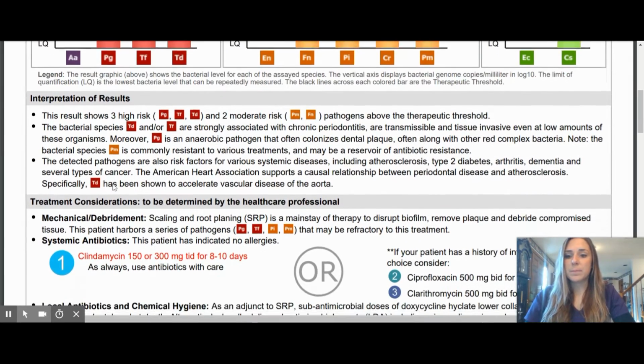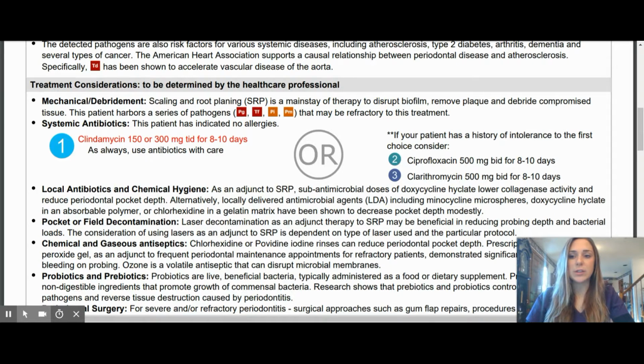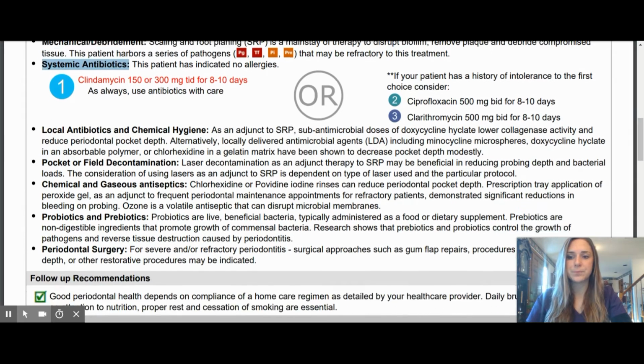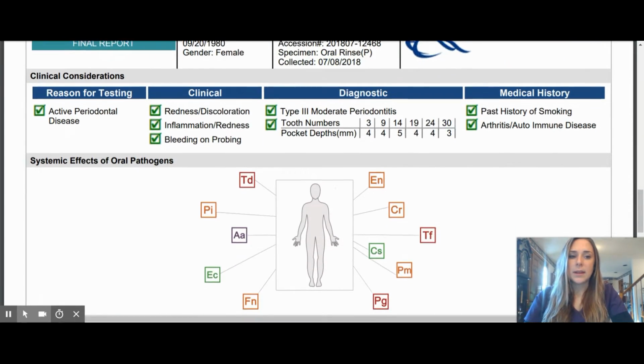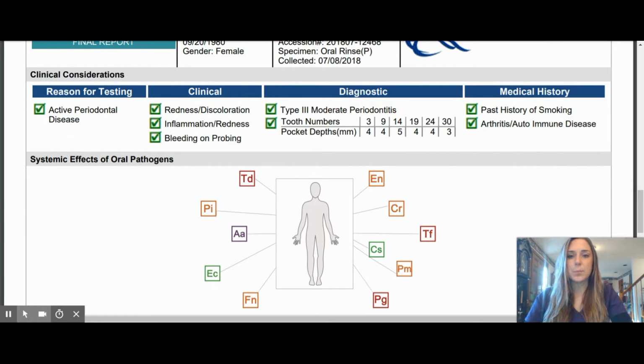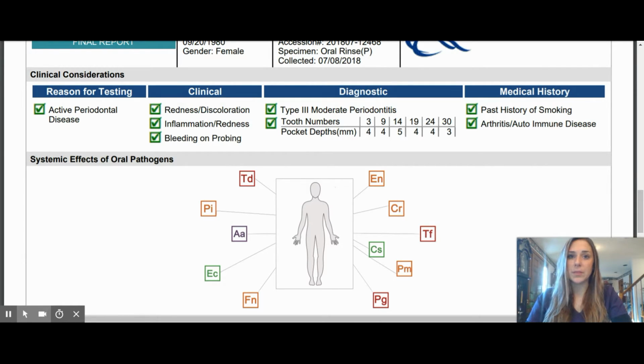If you continue on, the Oral DNA lab provides treatment considerations. Sometimes it's just mechanical debridement, and sometimes it does include systemic antibiotics. Each patient's results will vary. Continuing on, it gives the patient's specific details and the reason for testing, clinical findings, diagnostic periodontal findings, and the patient's medical history. This information is input when you create the report.